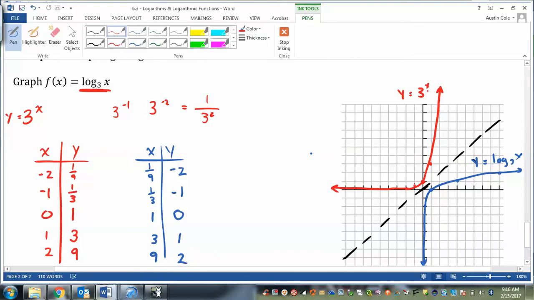Do I need to graph the red one? No, I don't. Do I need to get my x and y table for the red one? I do. Because I can't get my x and y coordinates, my log, without that. Okay, so come up with a table of values of 3 to the x, inverse it, flip x and y, and then there's our graph. I graphed them both up there so we could see the connection between them.